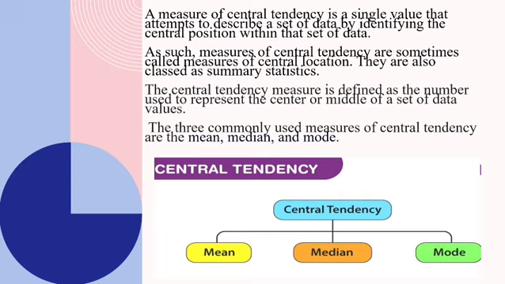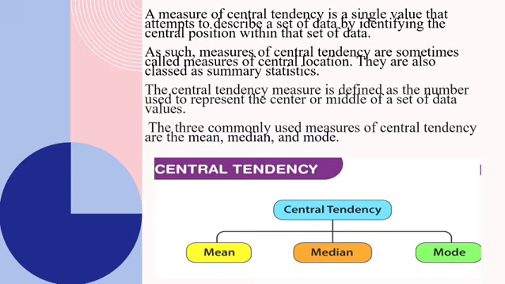The measure of central tendency is defined as the number used to represent the center or middle of a set of data values. The three commonly used measures of central tendency are the mean, median, and mode. Here we can see the diagram of central tendency. The central tendencies are mean, median, and mode.